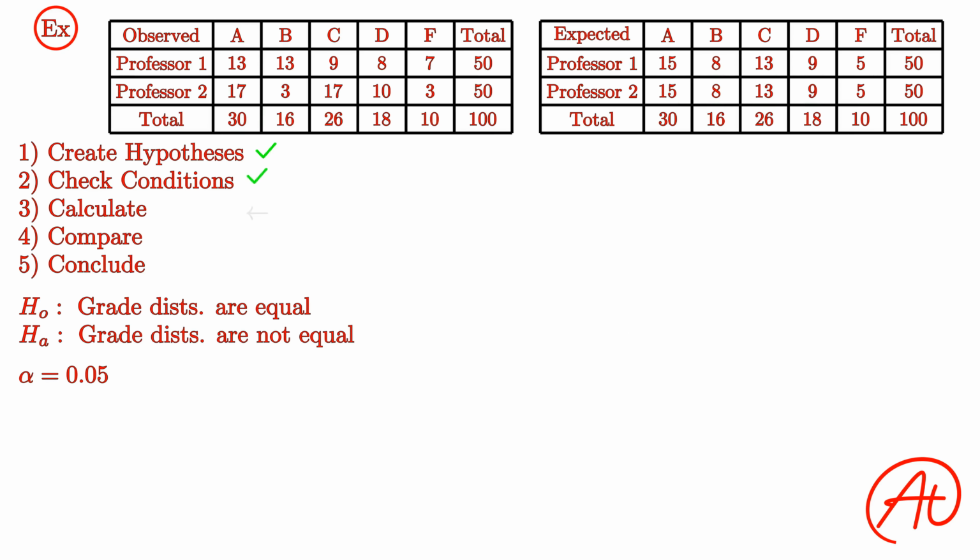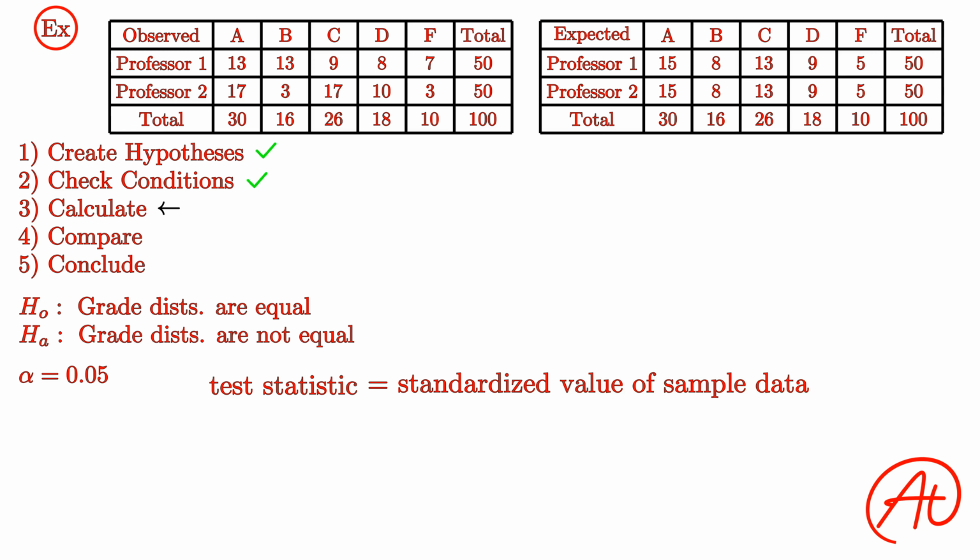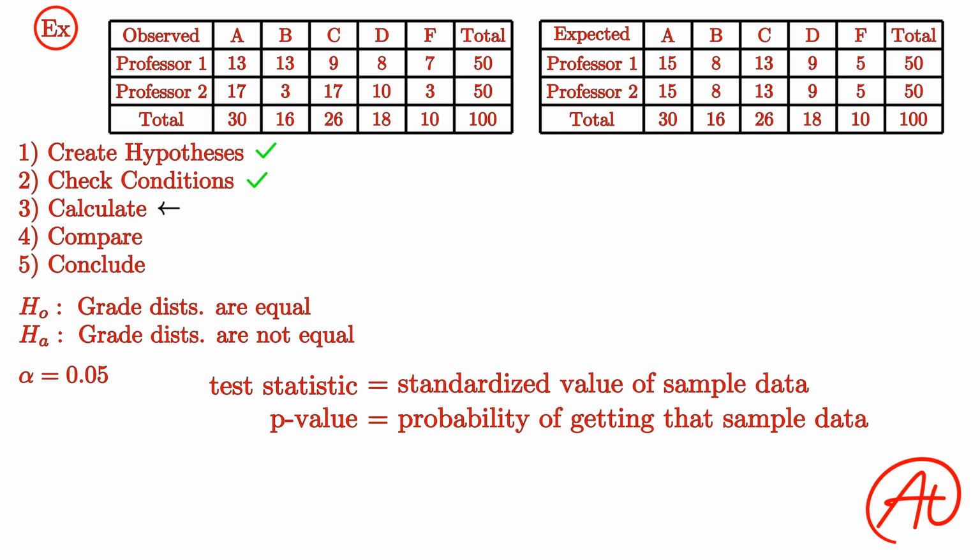Okay, now that our conditions are met, we can move on with the problem and calculate the test statistic and p-value. As a reminder, a test statistic is just a standardized value that describes how far our sample data is from expected results. And the p-value describes the probability of getting our sample data of grade distributions for each class that is that different if the true distribution of grades is actually equal.